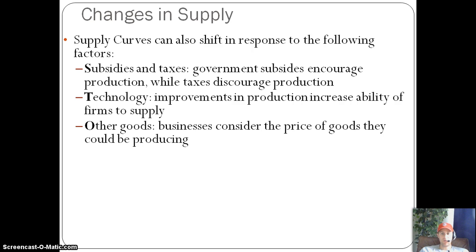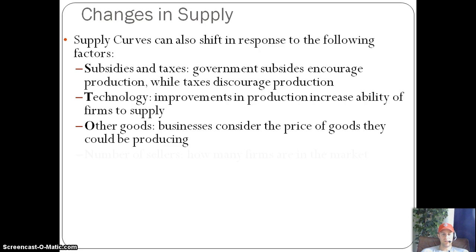And remember opportunity cost, you have to consider the cost of what you're giving up. If you can sell more hybrid cars, you're going to have to make the switch, and that will, of course, increase the supply of the item you choose to make and then decrease the supply of the other item you choose not to make.